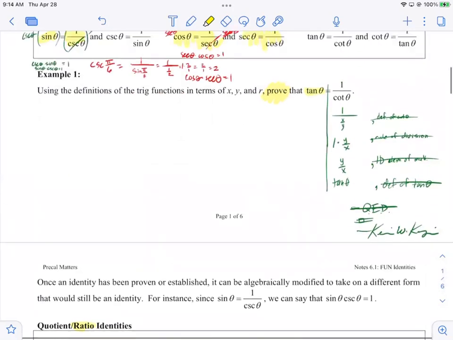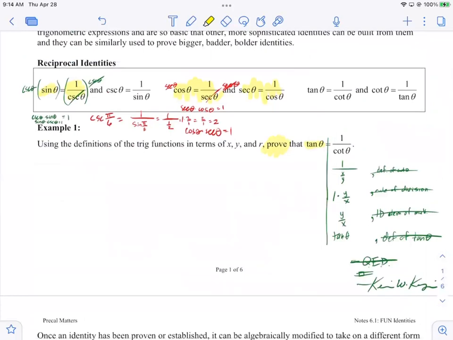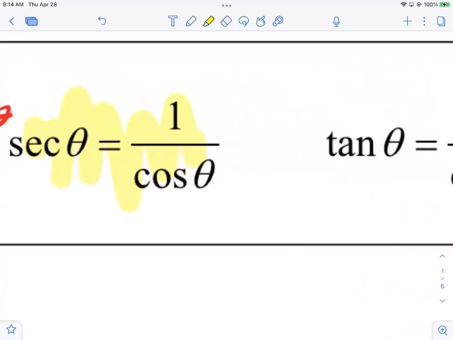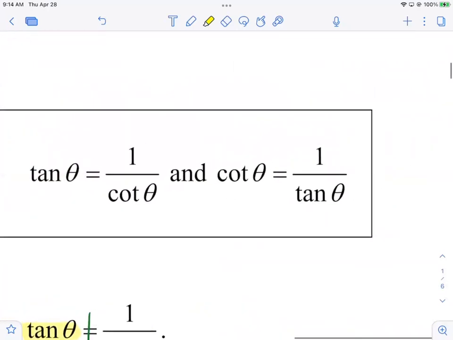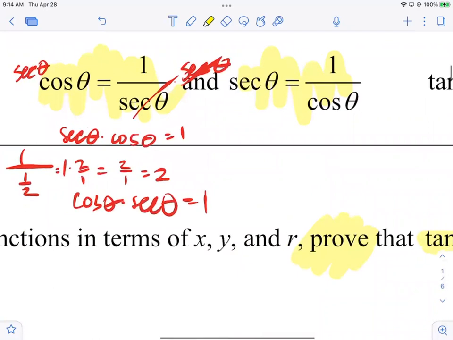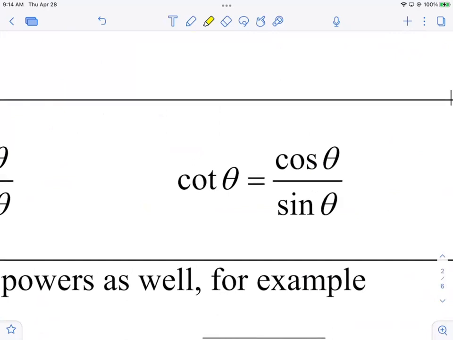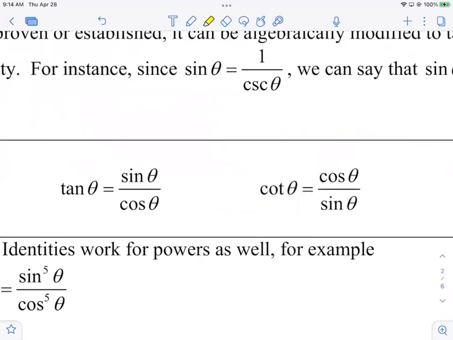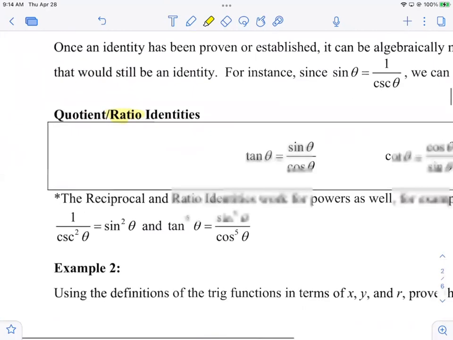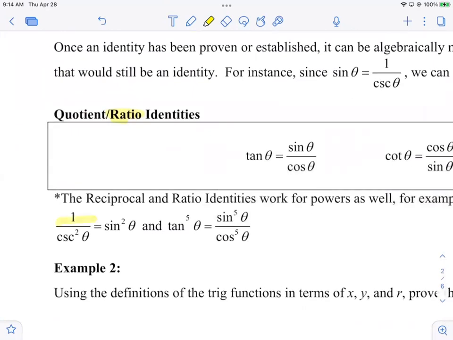So what's interesting to note now is you can write every single one of the 6 trig functions in terms of sine and cosine. That's kind of cool. Sine and cosine are obviously already in terms of sine and cosine, but secant is 1 over cosine. Cosecant is 1 over sine. Tangent is sine over cosine, and cotangent is cosine over sine. And that's why we're able to get the other 4 trig functions from the unit circle by just knowing x and y. Now, it's also interesting to note that these 2 sets of identities work for any power.